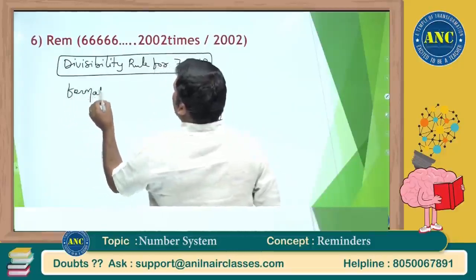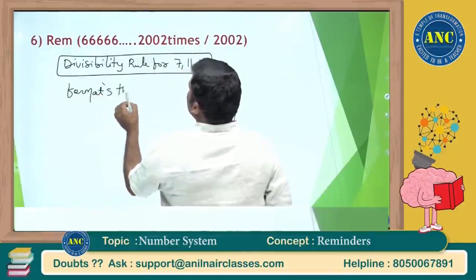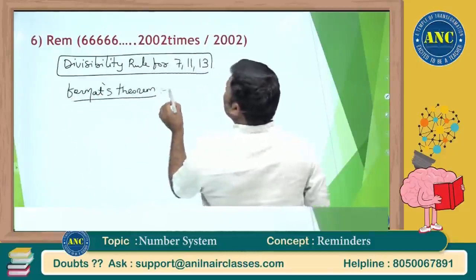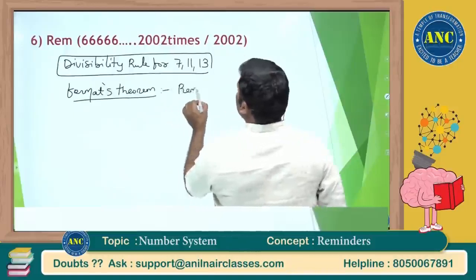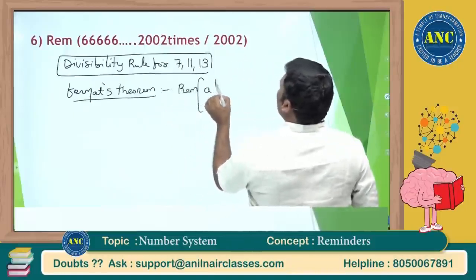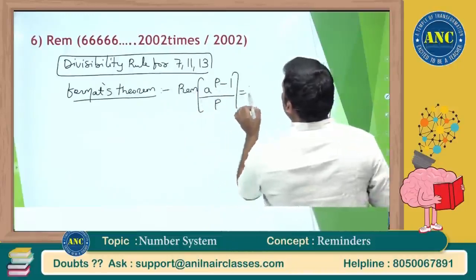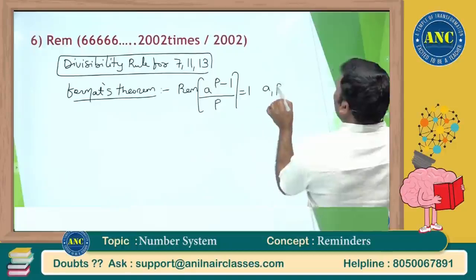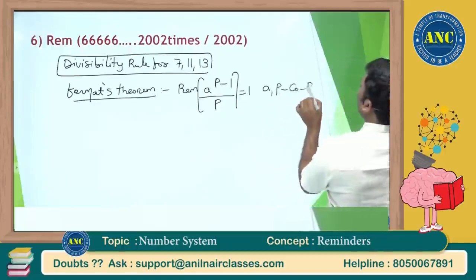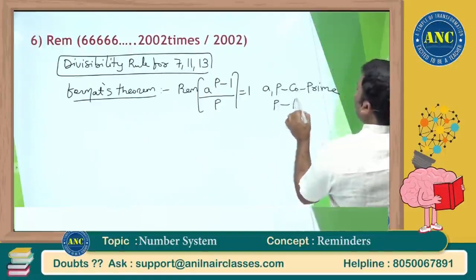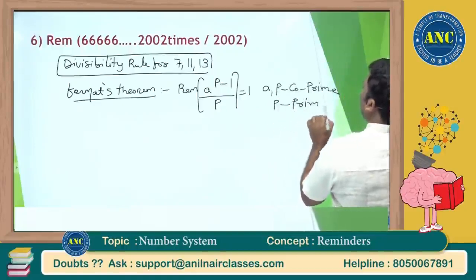In the morning session we discussed Fermat's theorem. What is Fermat's theorem? Fermat's theorem states that the remainder when a power p minus 1 is divided by p is 1, when a and p are coprime and p is a prime number.